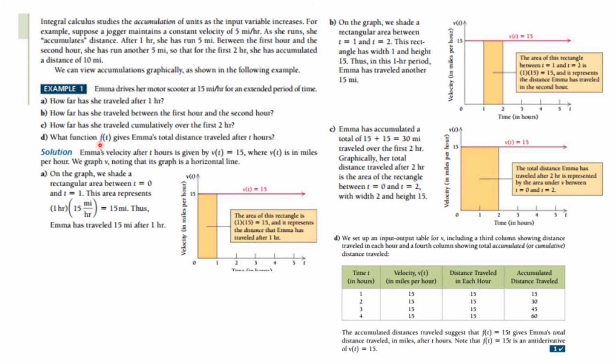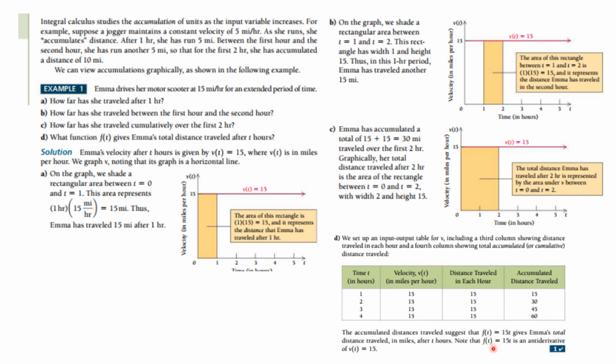Part D, what function f of t gives Emma's total distance traveled after t hours? Well, you can make charts on that, but what you see is that it's always going to be the area under this curve, and these are the values 1 through 4. So the accumulated distance suggests that this function gives her total distance traveled in miles after t hours, because if you take t to be 1, 2, 3, or 4, this gives you that equation.